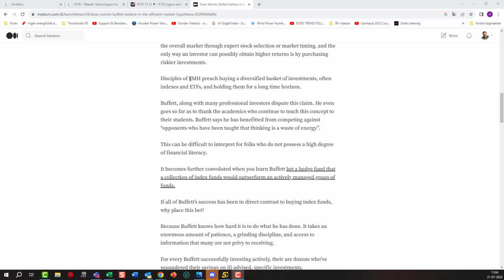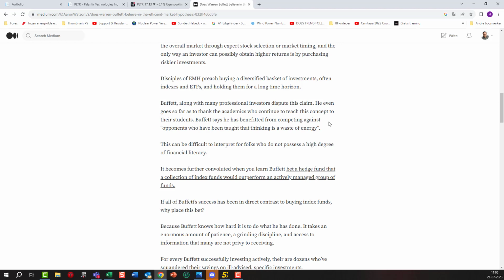Yes, he is responding to the people that think the efficient market hypothesis is the truth. Buffett, along with many professional investors, disputes this claim. He even goes so far as to thank the academics who continue to teach this concept to students. Buffett says he has benefited from competing against opponents who have been taught that thinking is a waste of energy.